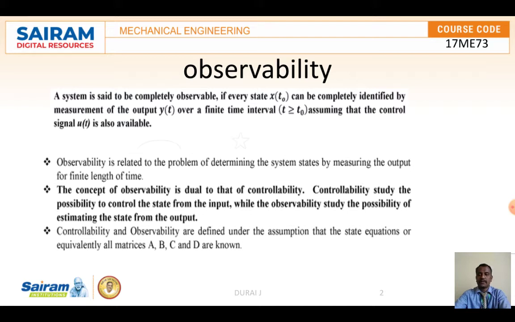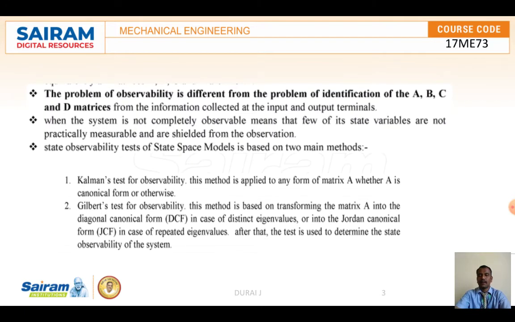Observability is related to the problem of determining the system states by measuring the output for a finite length of time. The concept of observability is the dual of controllability. Controllability studies the possibility of controlling the state from the input, while observability studies the possibility of estimating the state from the output. Controllability and observability are defined under the assumption that the state equations, that is the matrices A, B, C and D, are known.